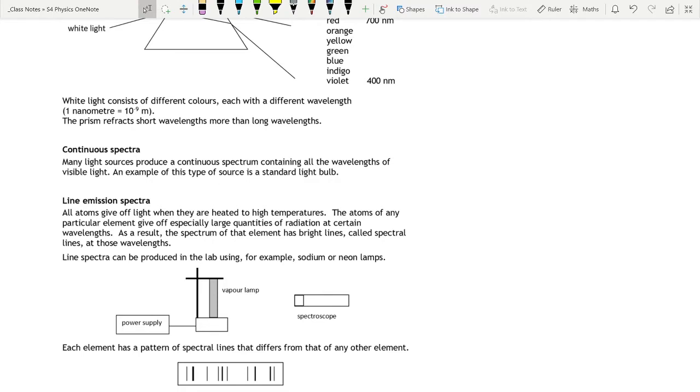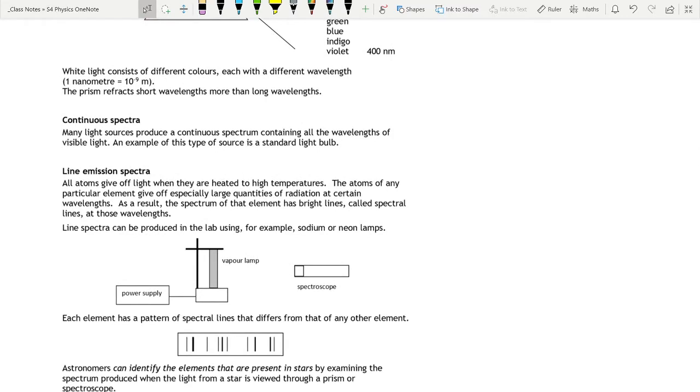So again, something like this light bulb that we looked at, and this one over here. You can look at it in your glasses now. You see a continuous spectrum through those glasses, the rainbow effect. So we're going to look at it again in a second.